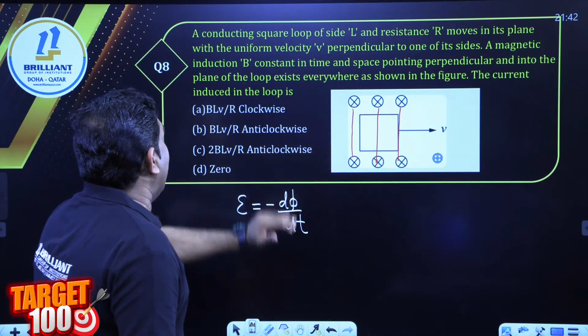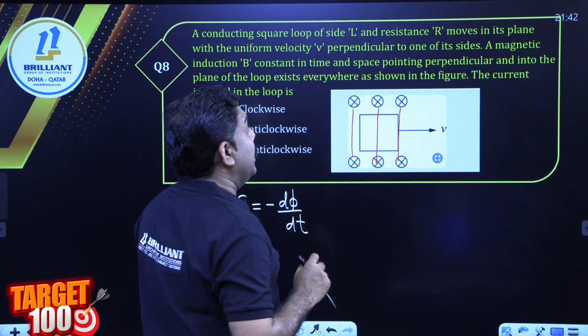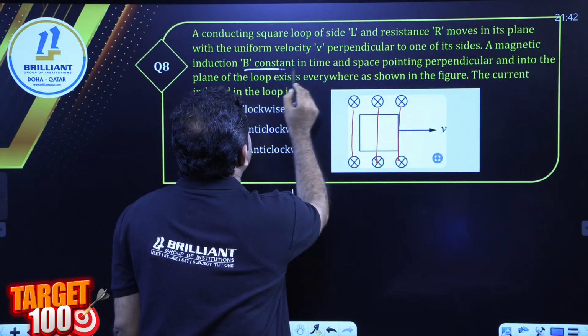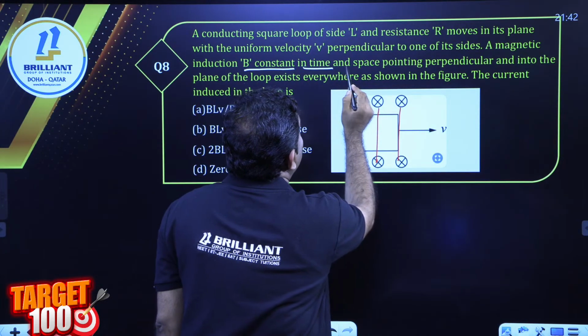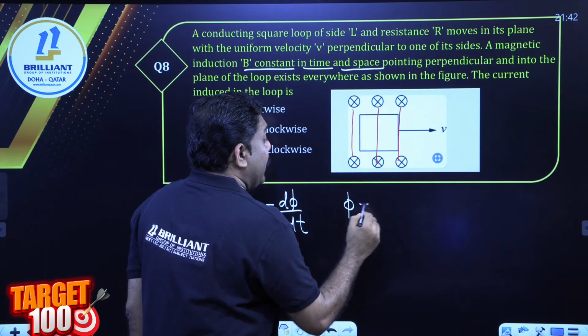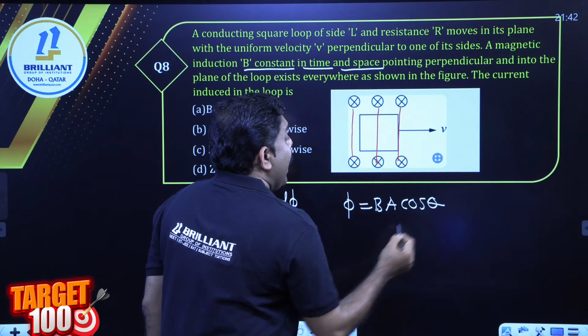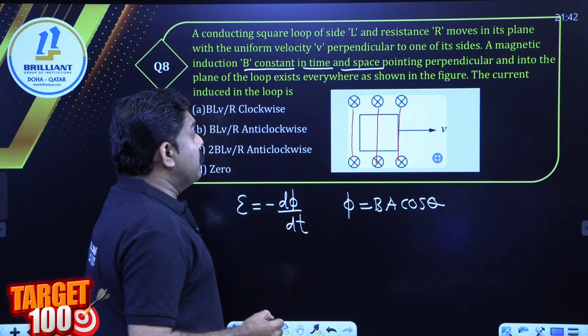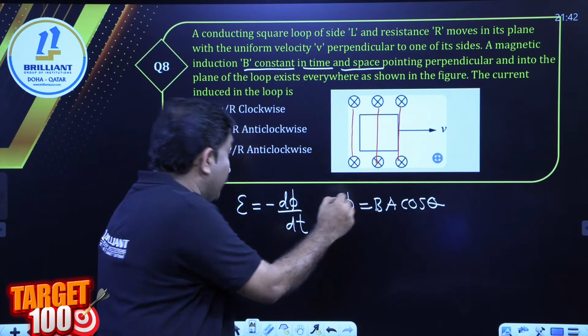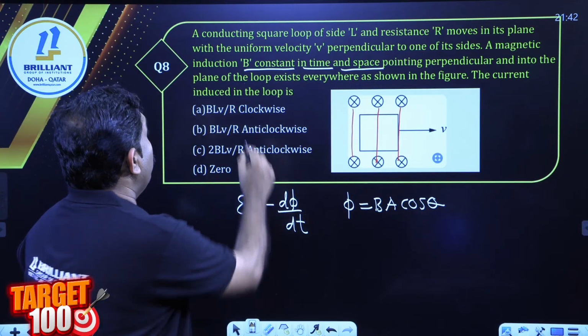No change in flux, because it is moving through the uniform field. So we said the field is constant in time and space. So the flux is BA cos theta. As it is moving through the field, there is no change in flux because it is a uniform field.